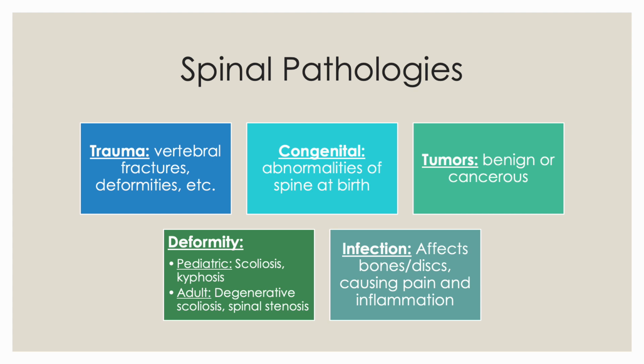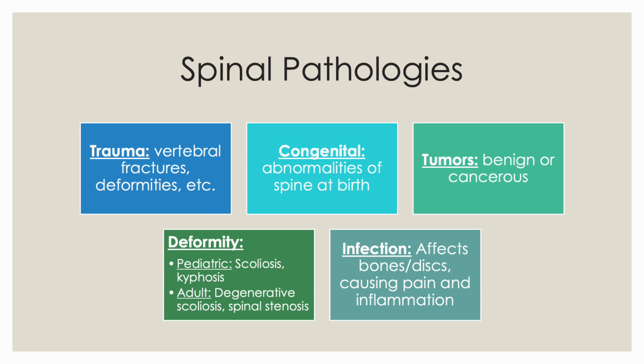Now, some more common spinal pathologies. Trauma includes fractures or dislocations that are caused by accidents or falls, and it can damage the spinal cord or nerves. We have congenital conditions, which occur when the spine doesn't form properly before birth and sometimes exposes the spinal cord. Tumors, which are either benign or cancerous, can grow in or near the spinal cord and compress nerves, which lead to pain or neurological symptoms.